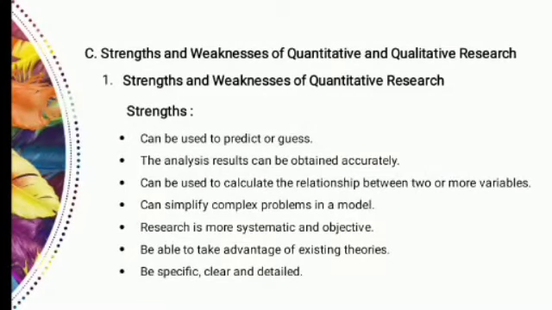And the next is strengths and weaknesses of quantitative and qualitative research. Point number 1: strengths and weaknesses of quantitative research. The strengths: it can be used to predict or guess. The analysis result can be obtained accurately. It can be used to calculate the relationship between two or more variables. It can simplify complex problems in a model. Research is more systematic and objective. It is able to take advantage of existing theories, specific, clear, and detailed.